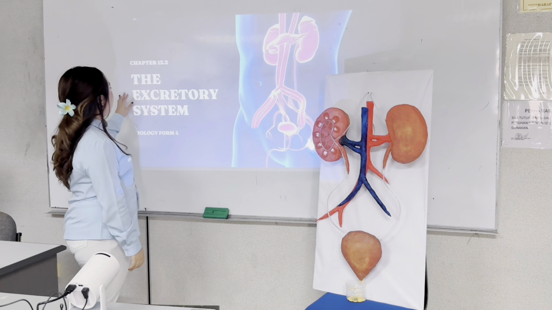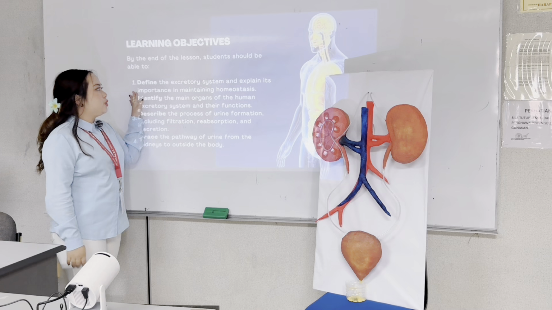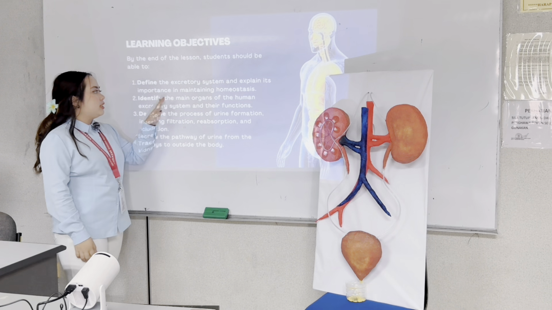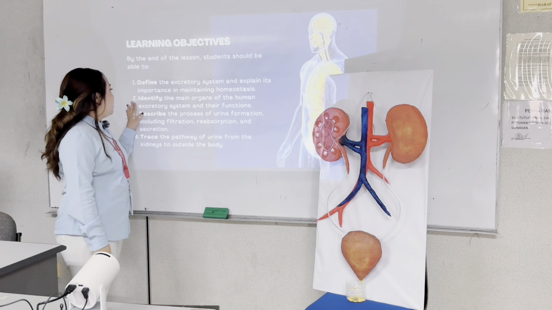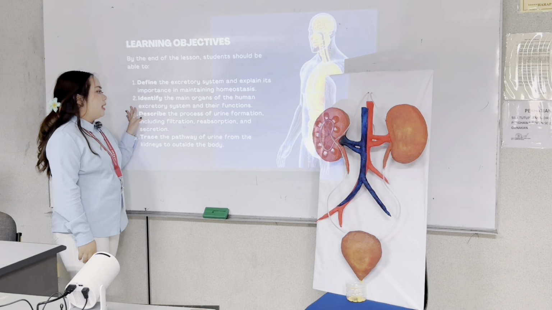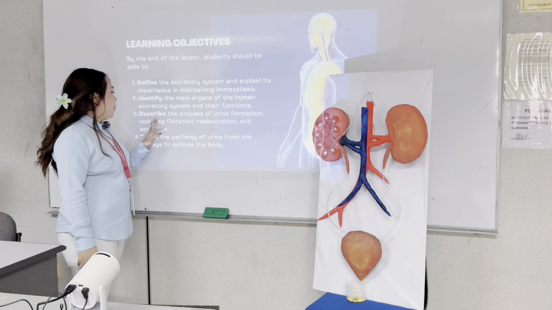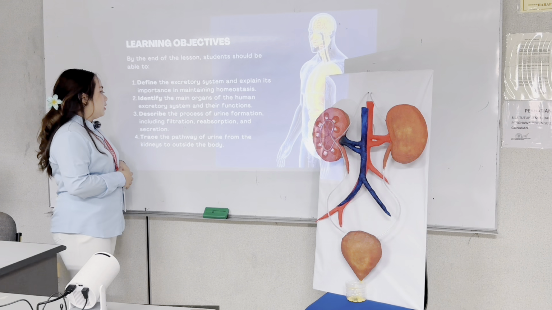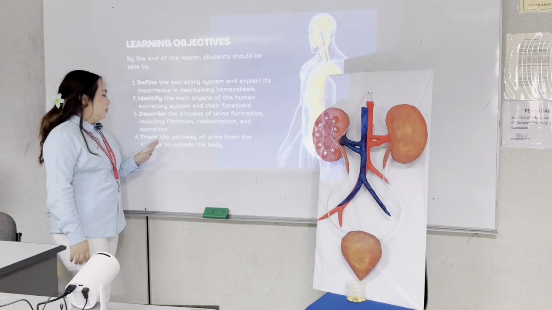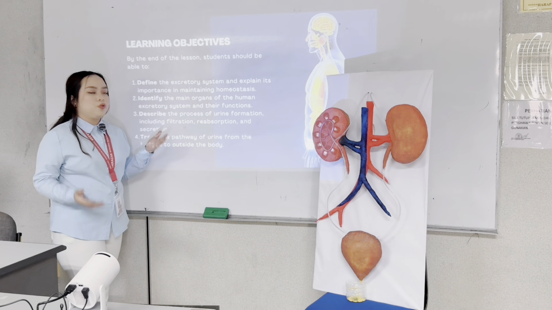So next, we are going to the excretory system. By the end of this lesson, students should be able to define the excretory system and explain its importance in maintaining homeostasis. Second, you will identify the main organs of the human excretory system and their functions. Third, we will describe the process of urine formation. This includes 3 important stages, which are filtration, reabsorption, and secretion. And the last one, we will trace the pathway of urine from the kidneys to outside the body.